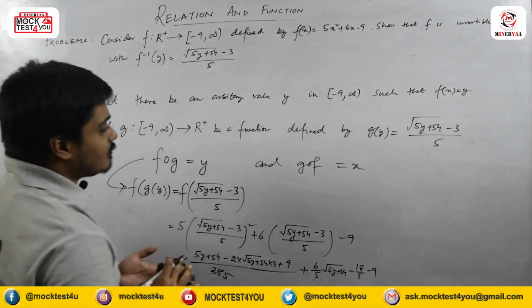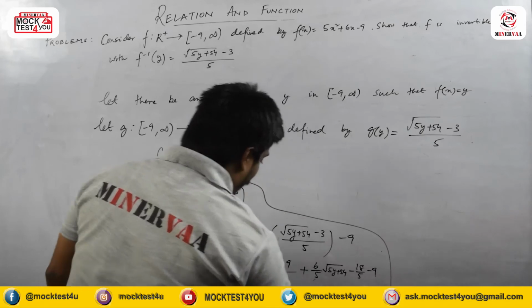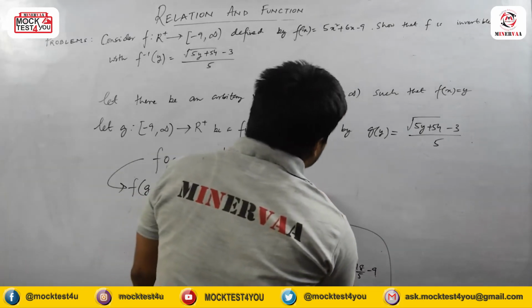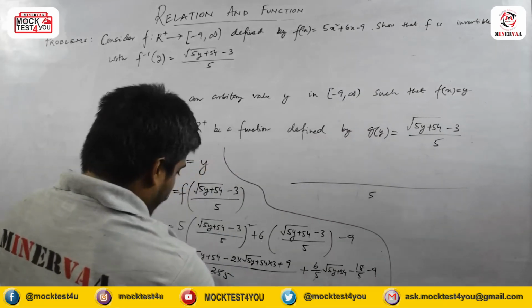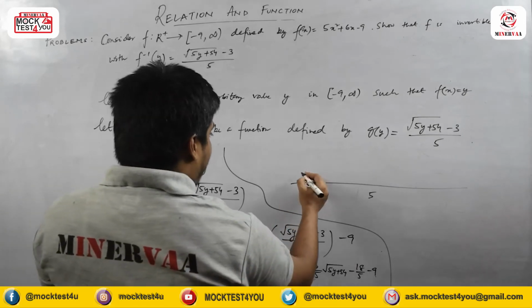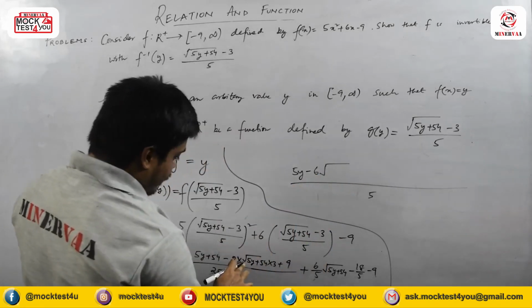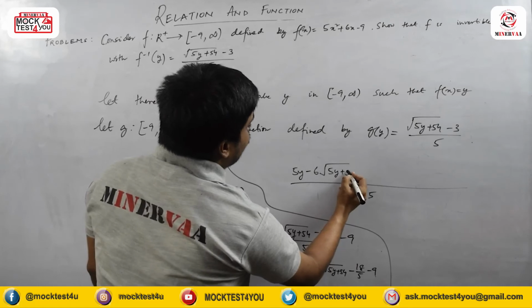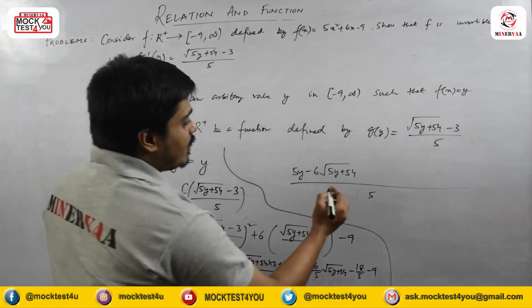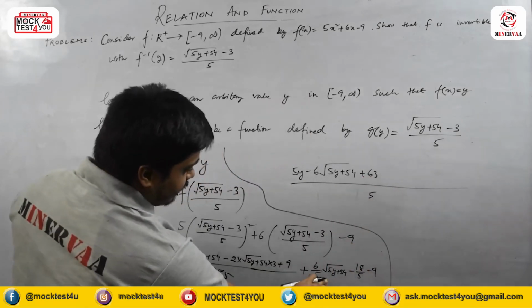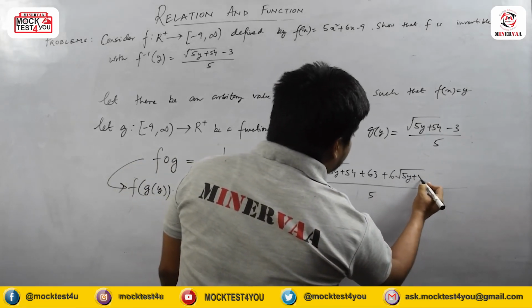Now let's take an LCM. This problem is getting bigger and bigger. So let us take an LCM in there. So if I take an LCM of 5, the numerator becomes what? This side is okay. So 5y minus 6 root over 5y plus 54. Then what we have is 54 plus 9. 54 plus 9 is 63, plus 63. And the same thing, because it's 5 in the denominator, plus 6 root over 5y plus 54.